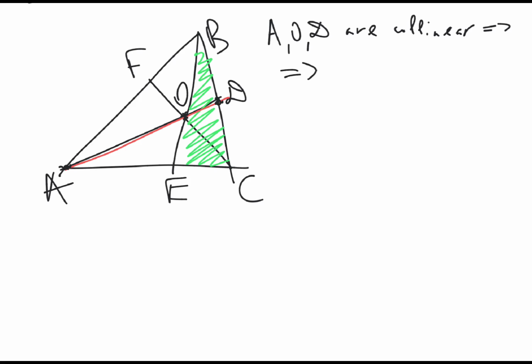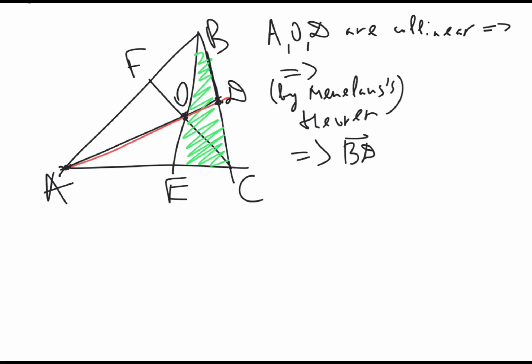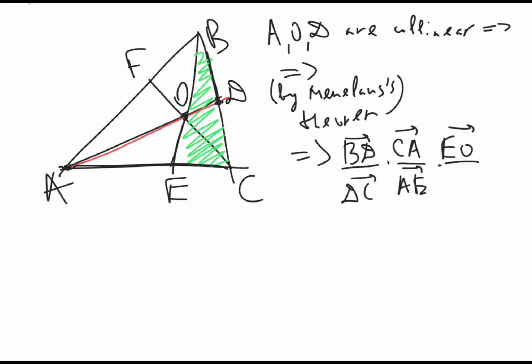Therefore, by Menelaus theorem, so BT over DC multiplied by CA over AE multiplied by EO over OB is equal to -1.